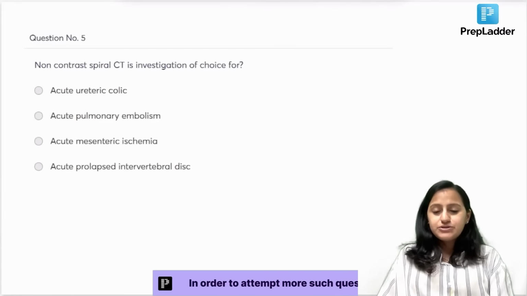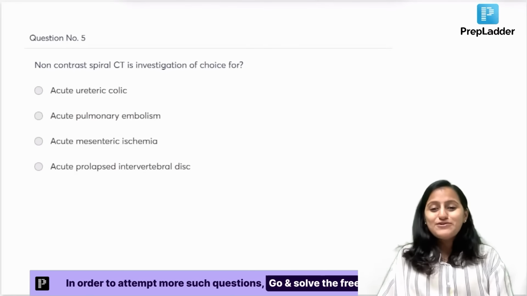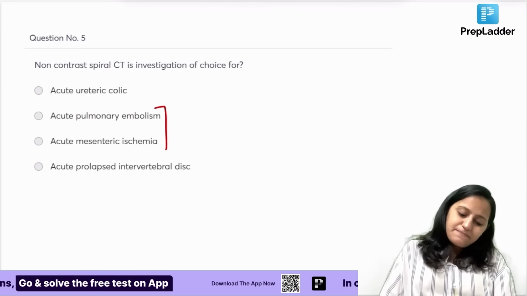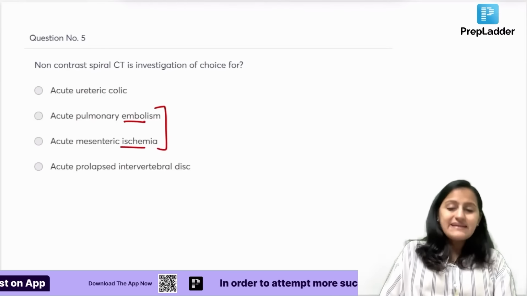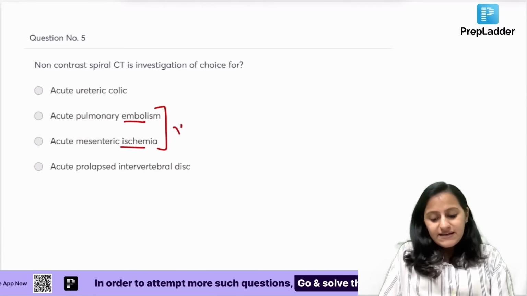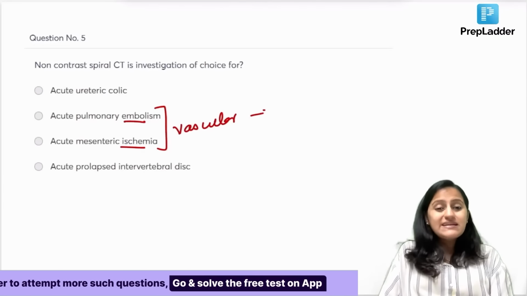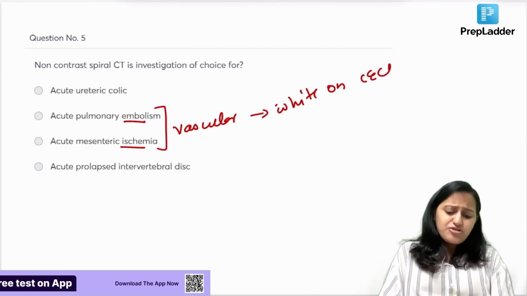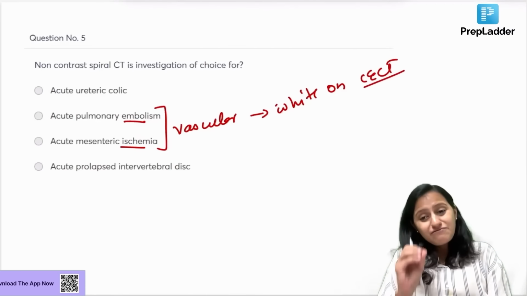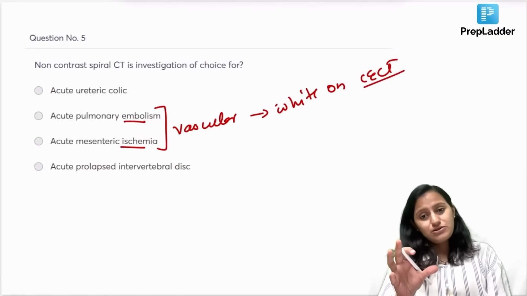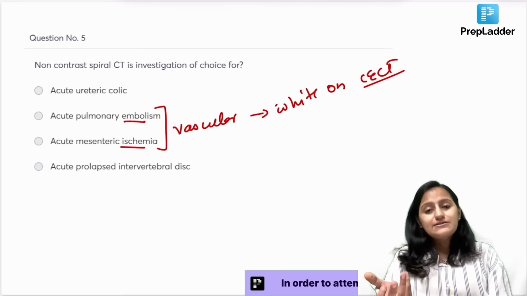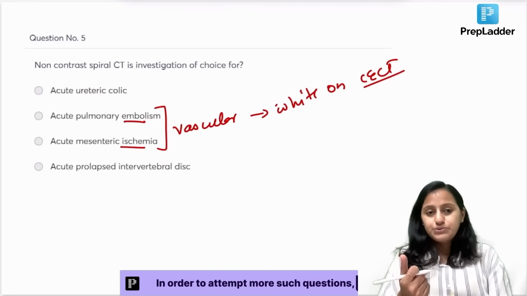What will be the answer to this one? Tell me which options you rule out first. See, logically thinking, pulmonary embolism and mesenteric ischemia are vascular pathologies, and the vessels appear white only on contrast enhanced CT. So we have to do a contrast scan for vascular pathologies, right? For acute pulmonary embolism, CT pulmonary angio, that is a contrast CT, is what you do, okay?